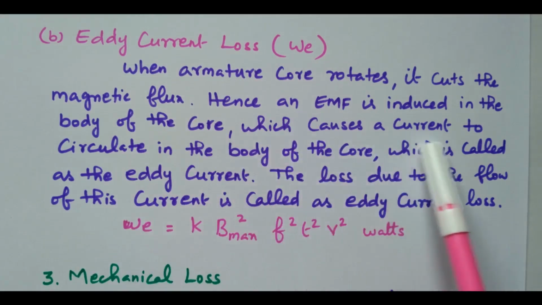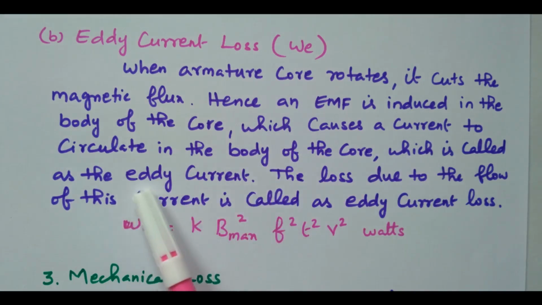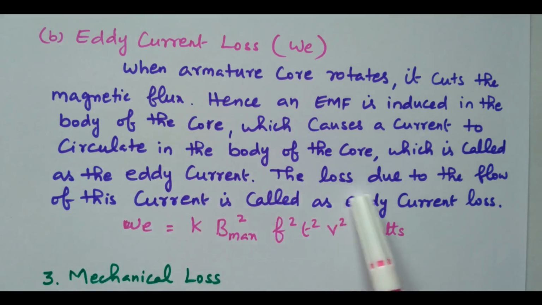causes current to circulate in the body of the core, which is called eddy current. The EMF is induced in the core, and due to that the current circulates; that is called eddy current. The loss due to the flow of this current is called eddy current loss. It is K into B max square F square T square into V square, where these are the magnetic flux density, frequency, thickness and velocity.